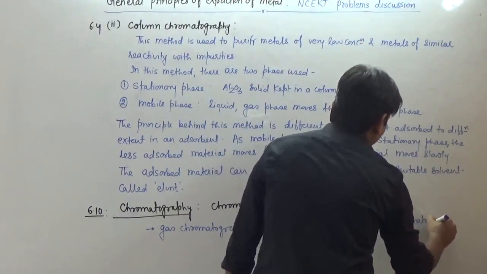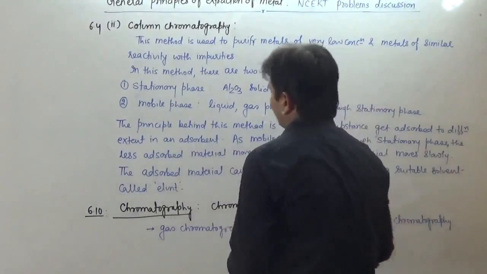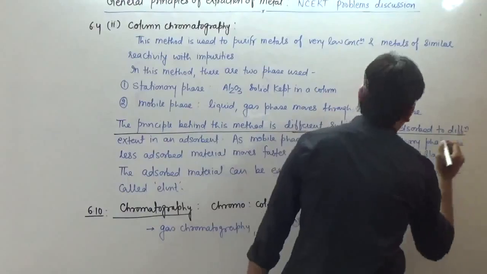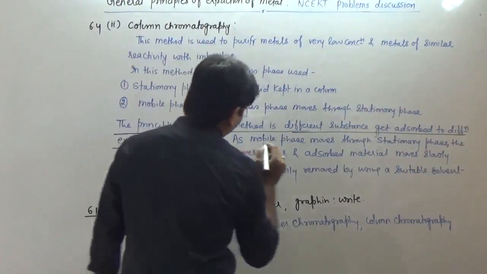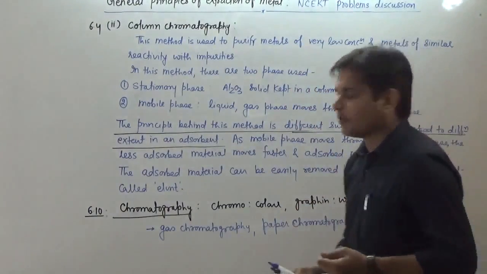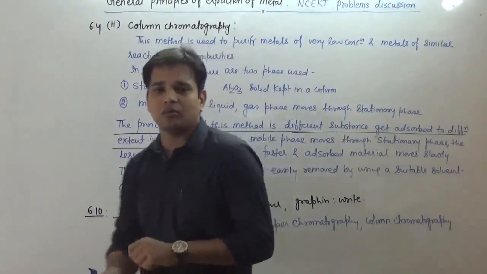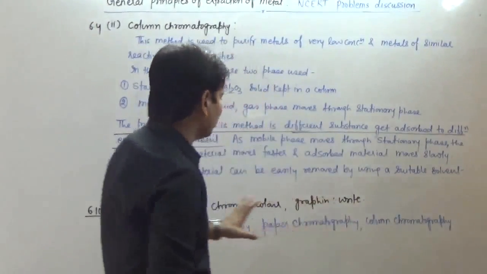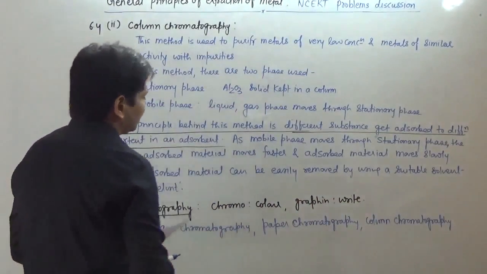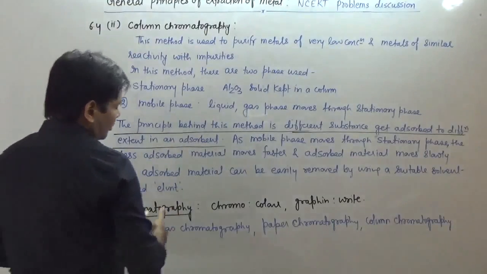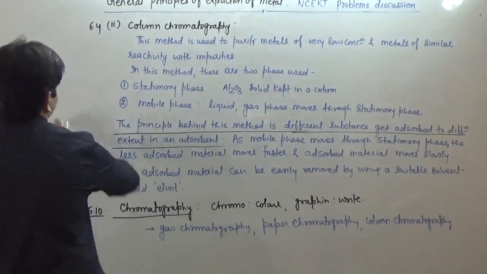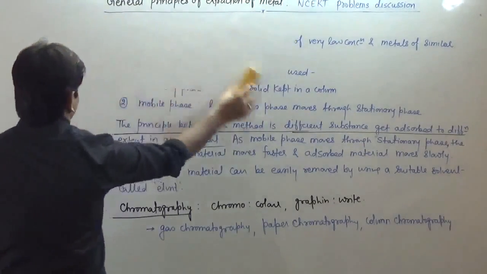The principle behind any type of chromatography is this one: different substances get adsorbed to different extent in a particular adsorbent. This is the principle behind all types of chromatography, no matter whether you are doing gas chromatography, paper chromatography or column chromatography. So the term chromatography comes from chromo and graphein, that means color. This is question number 6.10 that I have discussed with this question itself.